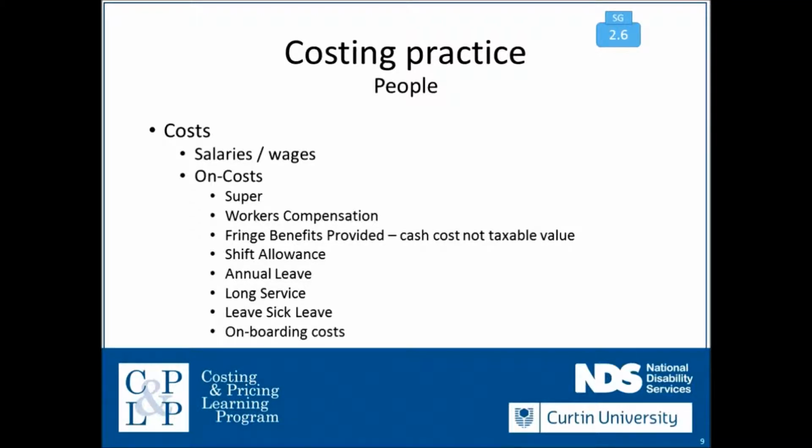The kinds of costs that are important include salaries and wages obviously, but also the on-costs associated with employing people, including super, fringe benefits provided. That's the cash cost, not the taxable value, given that most disability service providers are deductible gift recipients. Things like shift allowance, annual leave and so on.